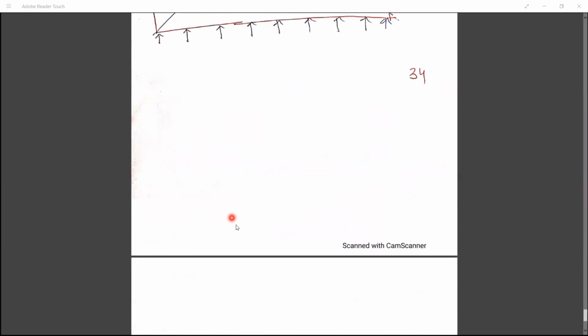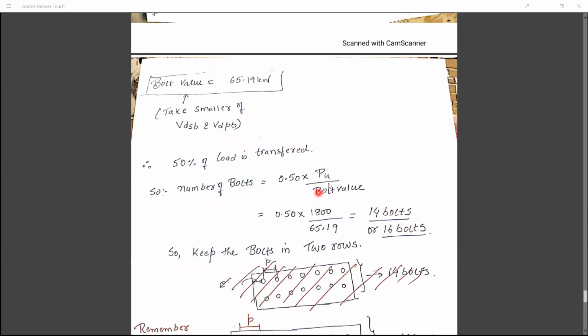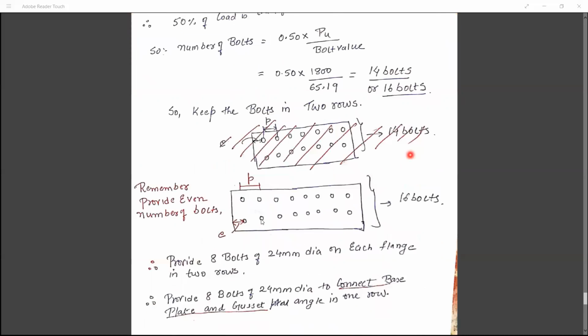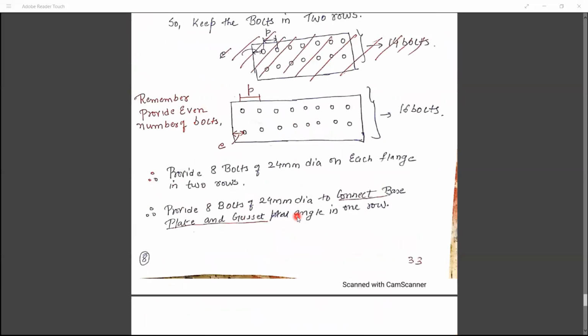So now 50% of PU by bolt value: 0.5 into 1800 by 65.19. So we are getting 14 bolts, but because we are arranging 2 rows, 7 bolts will come in each row. That is an odd number of bolts. You should not keep it, because there is a failure of rupture or critical sections. So we are keeping it as 16 bolts. So remember, always provide the number of bolts in even numbers. So 1, 2, 3, 4, 5, 6, 7, 8 in the upper portion, then 1, 2, 3, 4, 5, 6, 7, 8 in the lower portion. So both are 16 bolts.